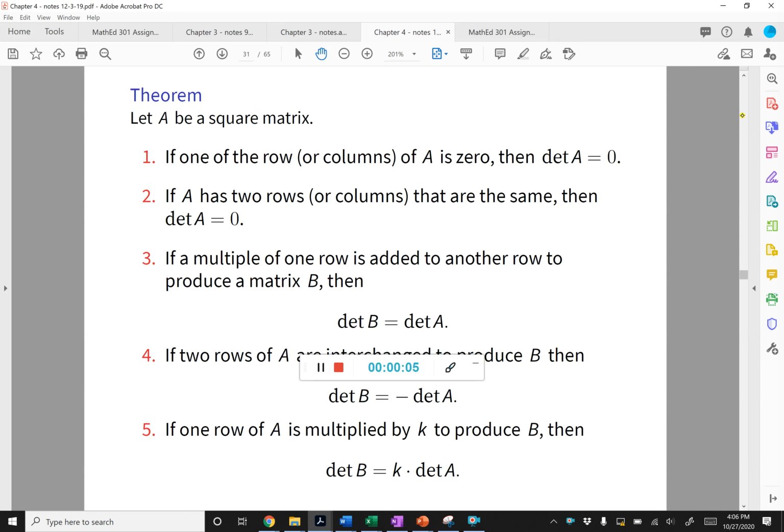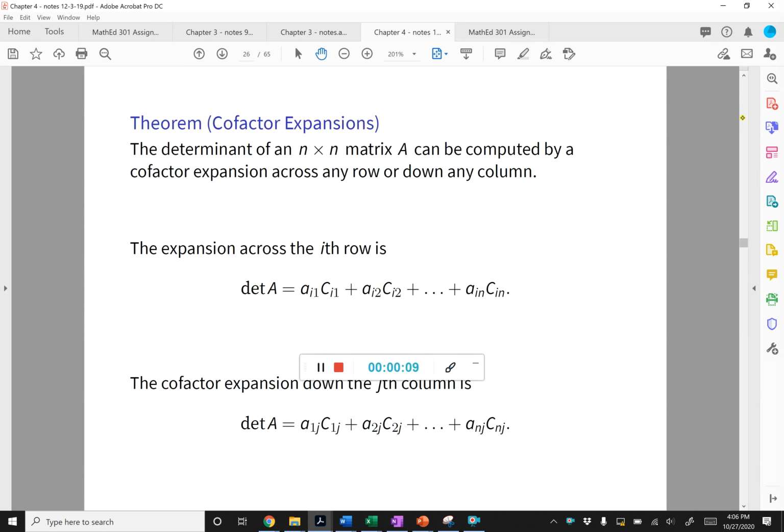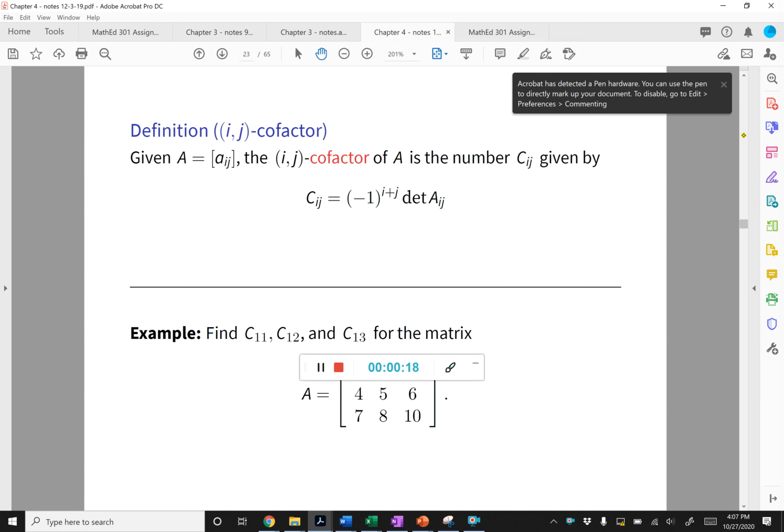Hey class, let me go back. I'm gonna make videos for these slides, but I made a mistake today. I said something wrong. I said that the cofactor, I gave the definition of the cofactor incorrectly.